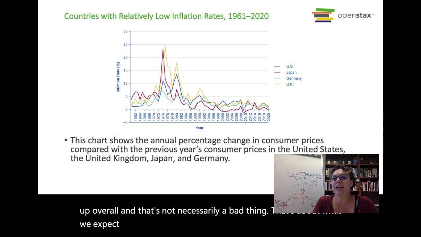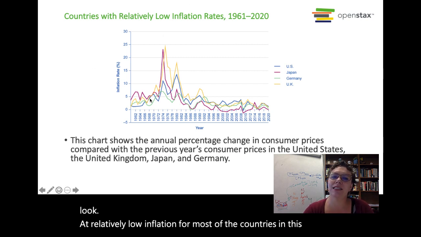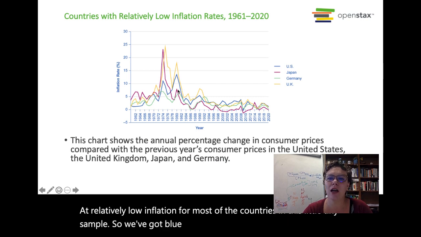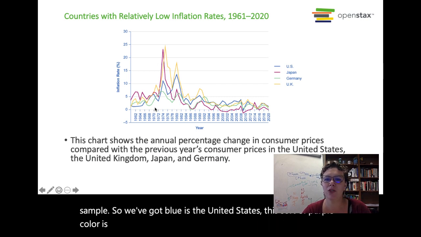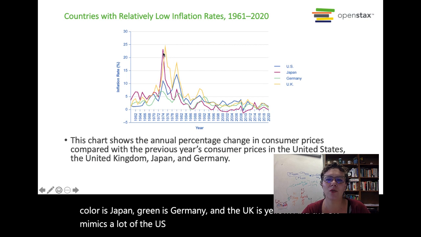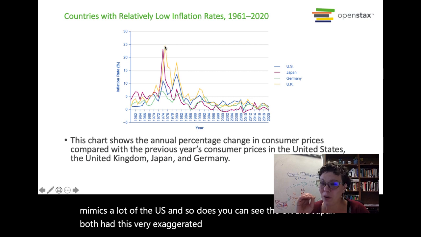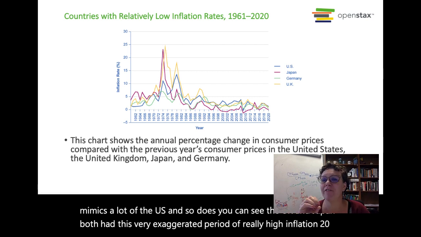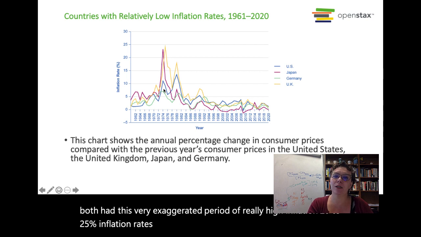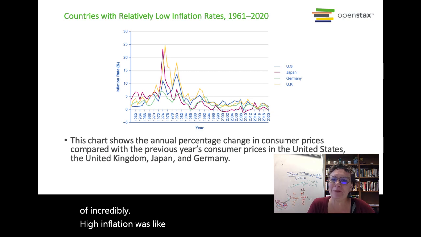If we compare inflation rates across countries, we can look at relatively low inflation for most of the countries in this little tiny sample. So we've got blue is the United States, this sort of purple color is Japan, green is Germany, and the UK is yellow. And the UK mimics a lot of the US. You can see the UK and Japan both had this very exaggerated period of really high inflation, 20 to 25% inflation rates during the 70s. Whereas for the US, our version of incredibly high inflation was like 10, 15%.